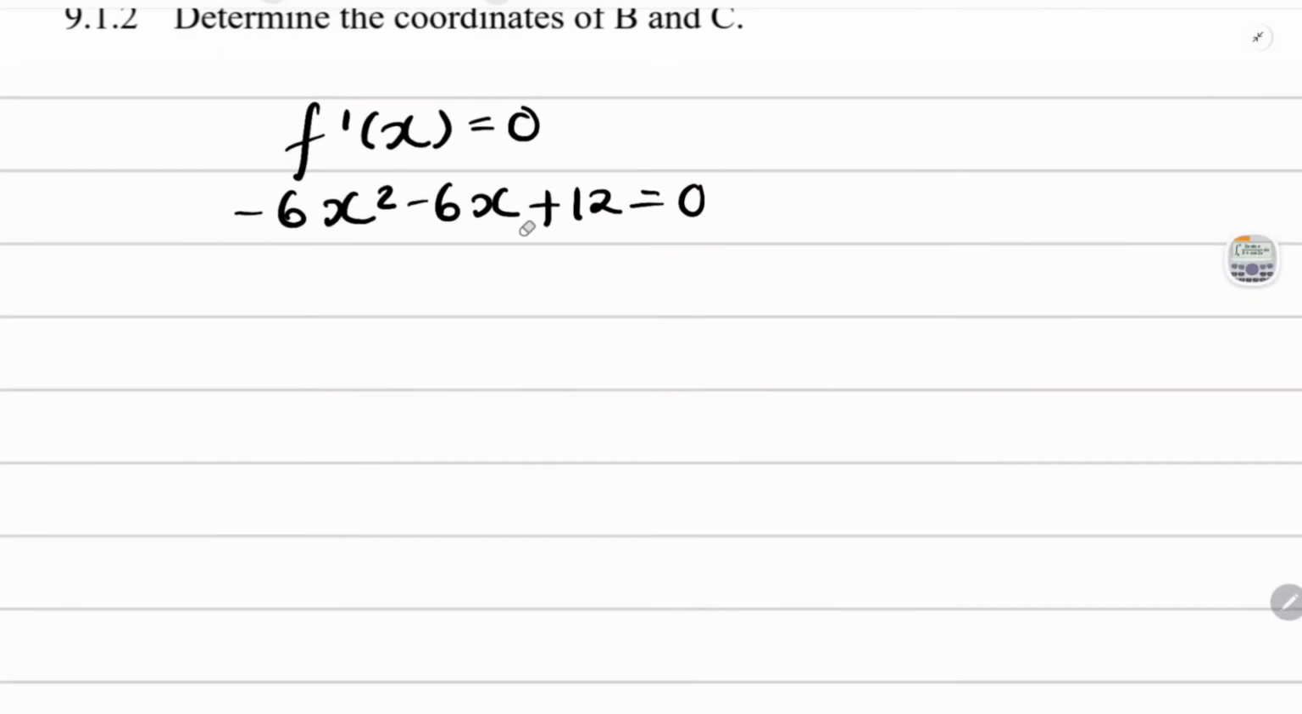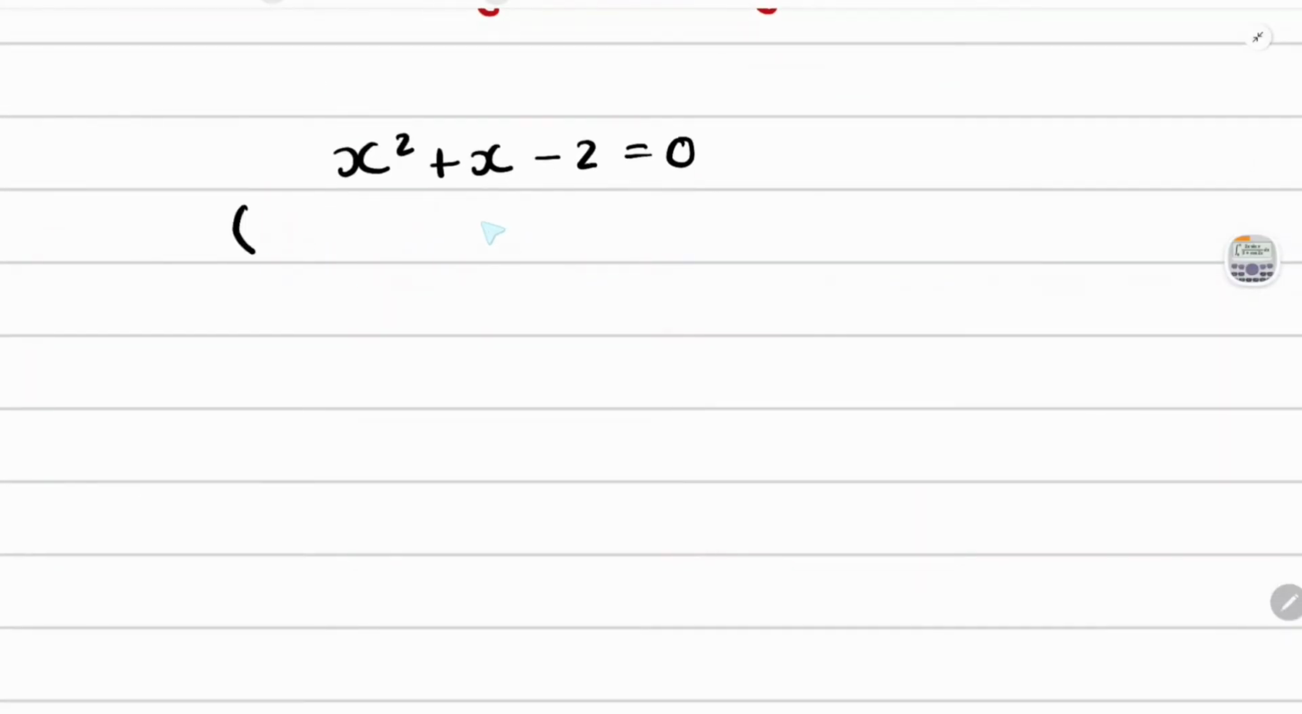Do you see that they all have a common factor of negative 6? So you can divide both sides by negative 6, and that is going to give you x squared, plus x, minus 2 is equal to 0. And now we have to factorize.